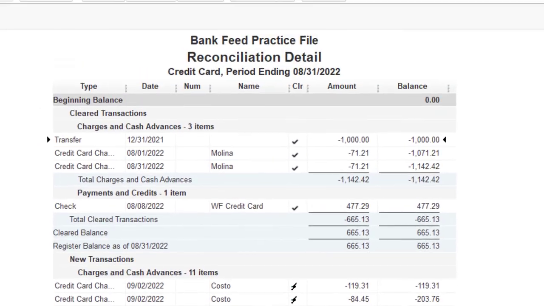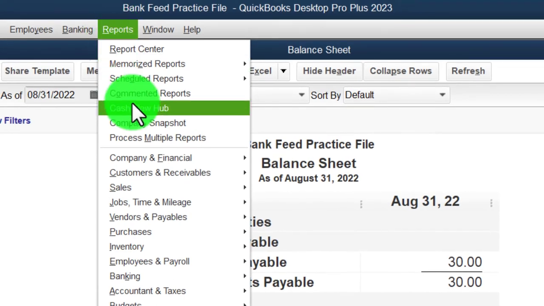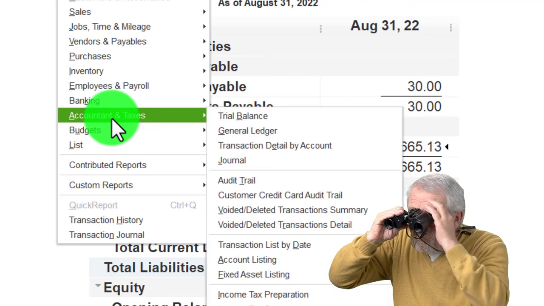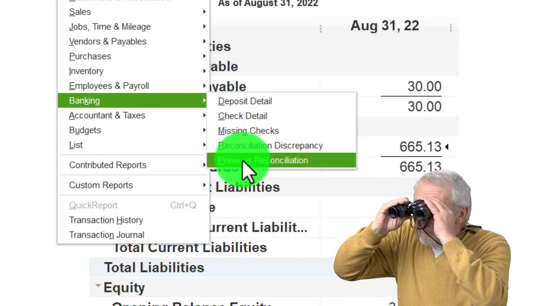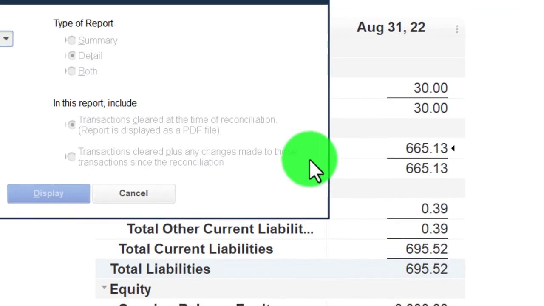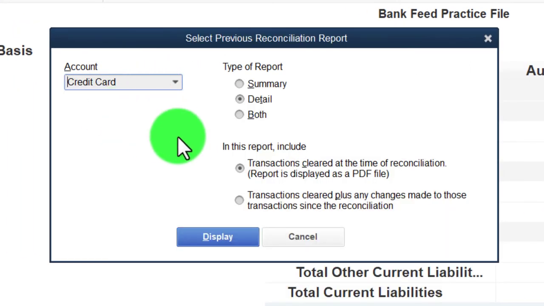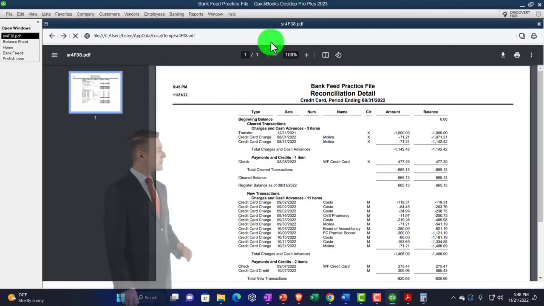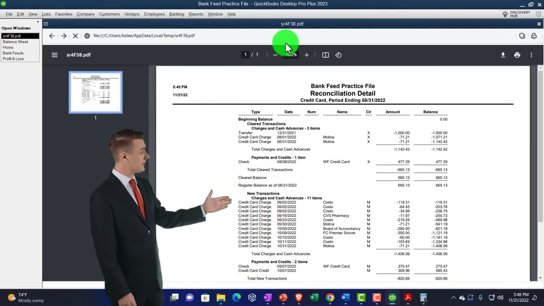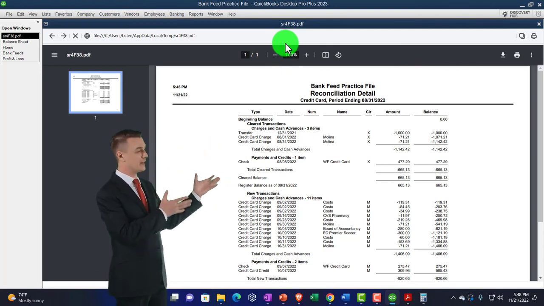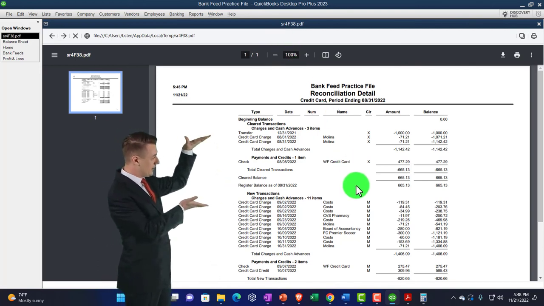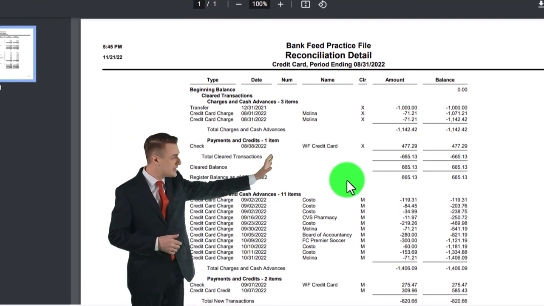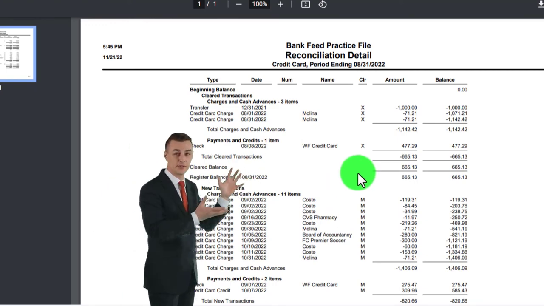If I close this out and go back into the accounting or the banking reports and the previous reconciliation, then it's going to open it up a little bit differently, I believe. I'll go into this one. So it opens up in this PDF format. So just note that these are different than normal or other reports. If there was a difference and you wanted to save these reports, you want to print them out and save them, because it will be more difficult to get into prior bank reconciliation reports.